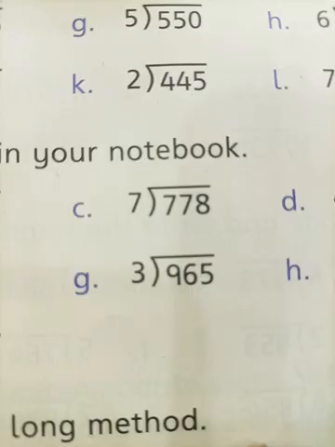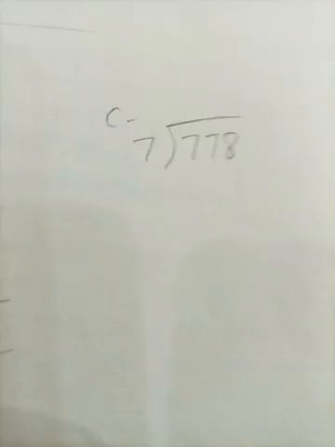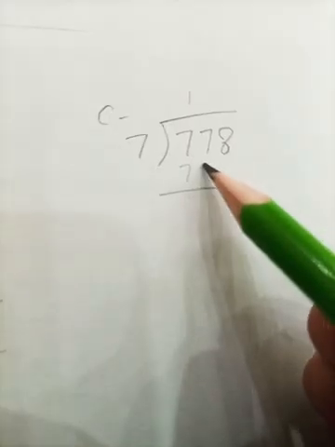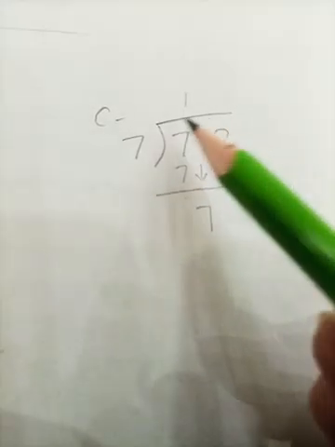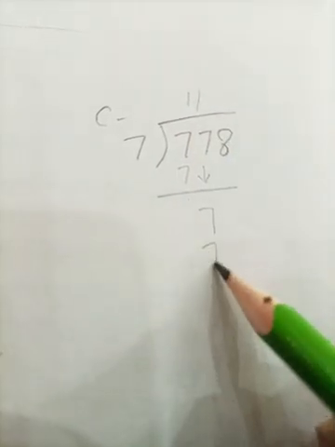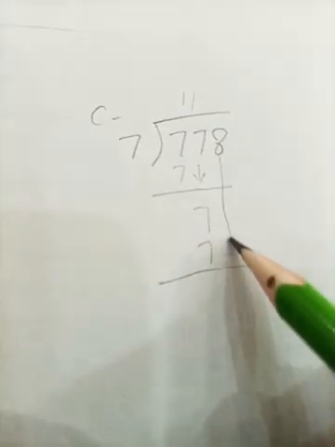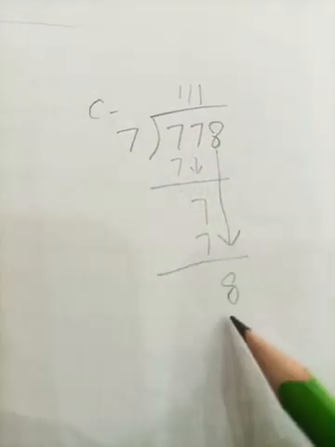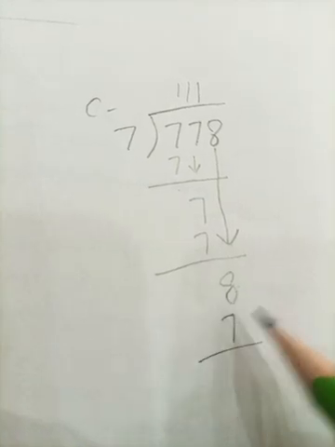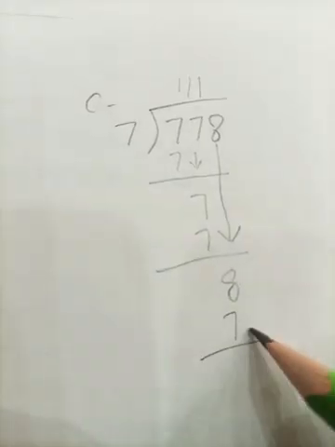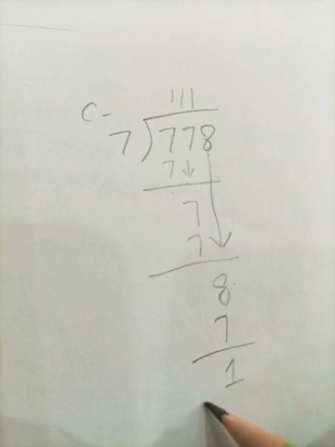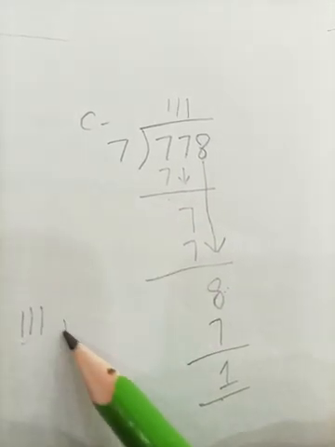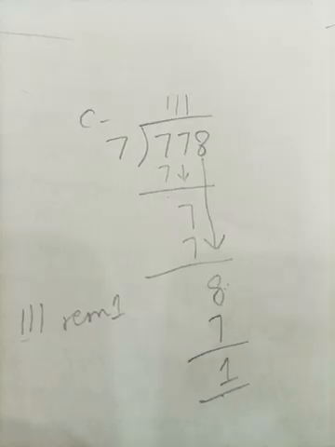Okay, 778 is being divided by 7. 7 ones are 7. Next is subtraction, and we are taking the 7 down. So students, 7 ones are 7 again, and then we are taking our 8 down here. Now 7 ones are 7 again, because this 8 is quite bigger than the 7. 8 minus 7, and our answer is 1. So you are going to write your answer as 111 with the remainder 1.